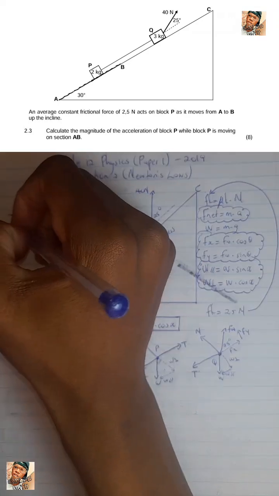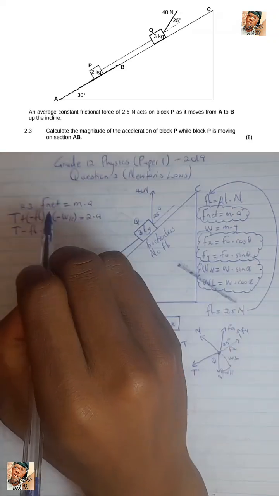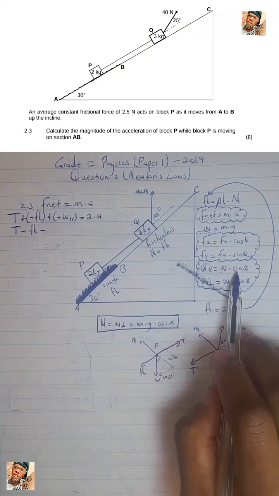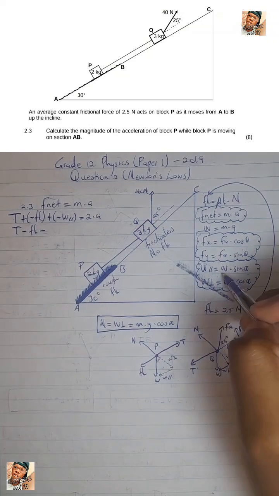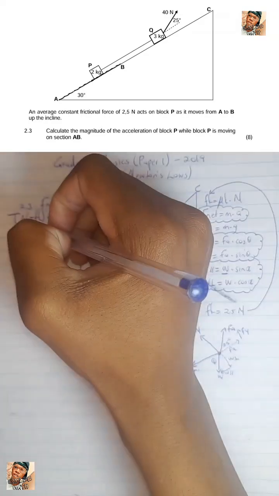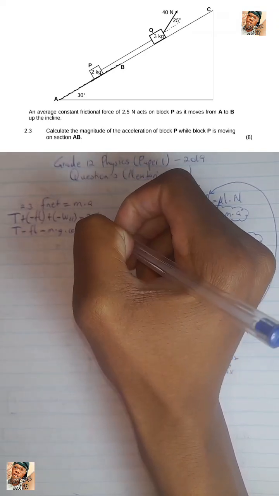So we have tension minus, because positive times negative is negative, the frictional force, minus W parallel, which we said is equal to the weight multiplied by the sine of the angle. But we also said that the weight is equal to the mass multiplied by the gravitational acceleration. So we might as well just substitute M multiplied by G, and then the cos of the angle is equal to 2A.